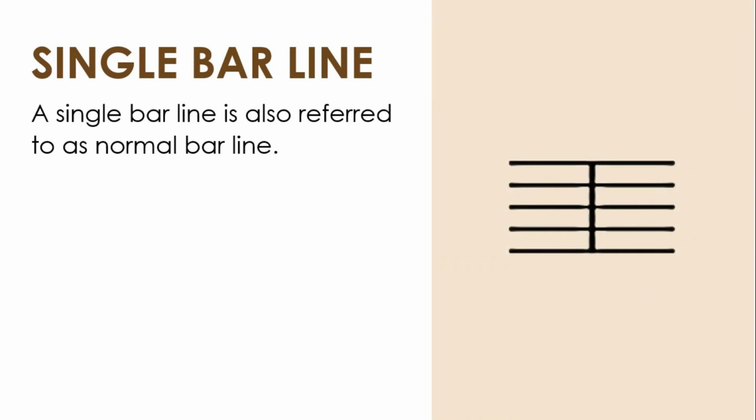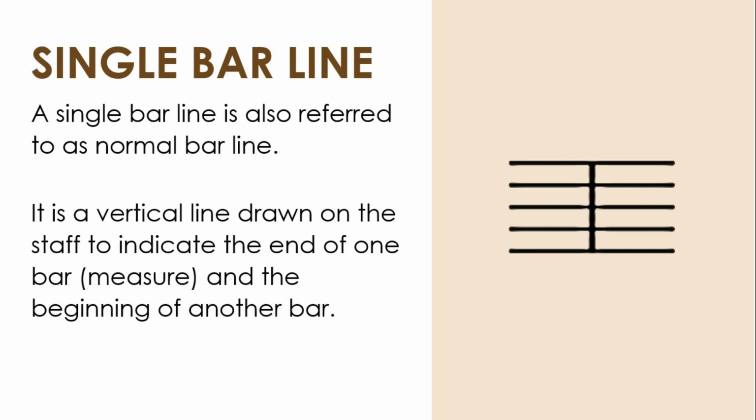Single bar line. A single bar line is also referred to as a normal bar line. It is a vertical line drawn on the staff to indicate the end of a bar and the beginning of another bar. It helps to indicate the end of one bar and the beginning of another bar. Notice the difference between bars and bar lines. So this is a bar line and it's called a single bar line. Another name for single bar line is normal bar line.